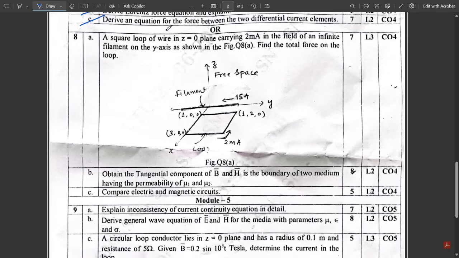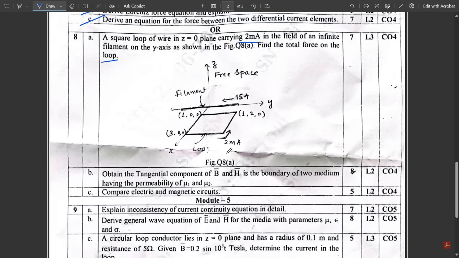They have given a square loop of wire in the z equal to 0 plane carrying 2 milliamp in the field of an infinite filament. Okay, this is an infinite filament, which doesn't have any end, and it is on the y-axis, and we should find the total force on the loop.